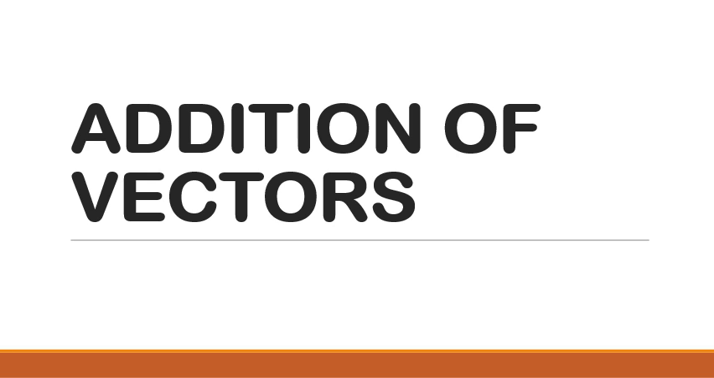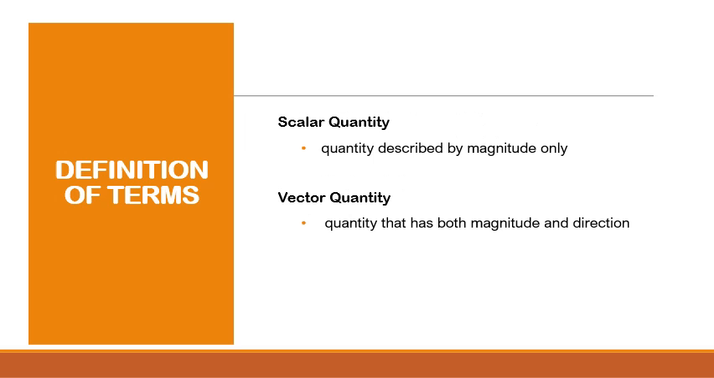Good day, everyone. Today, let's learn about the addition of vectors. There are two terms that we need to differentiate. We have scalar quantity and vector quantity. Now, scalar quantity describes or is described only by the magnitude, and vector quantity is described by both magnitude and direction.